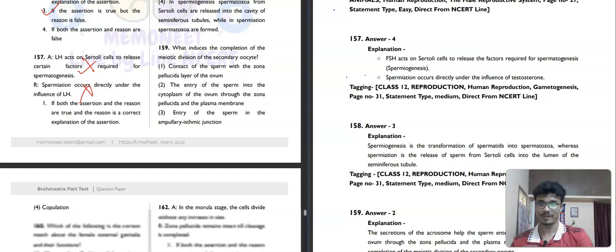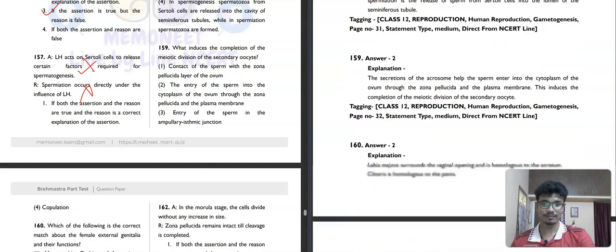Next question, question number 159. What induces the completion of meiotic division of the secondary oocyte? Contact of the sperm with the zona pellucida layer of ovum. No, this is the entry of a sperm into the cytoplasm of the ovum through the zona pellucida and the plasma membrane. Basically, the secretion of the acrosome helps the sperm to enter the cytoplasm of the ovum through the zona pellucida, and this induces the completion of meiotic division of the secondary oocyte. So second option is the correct answer.